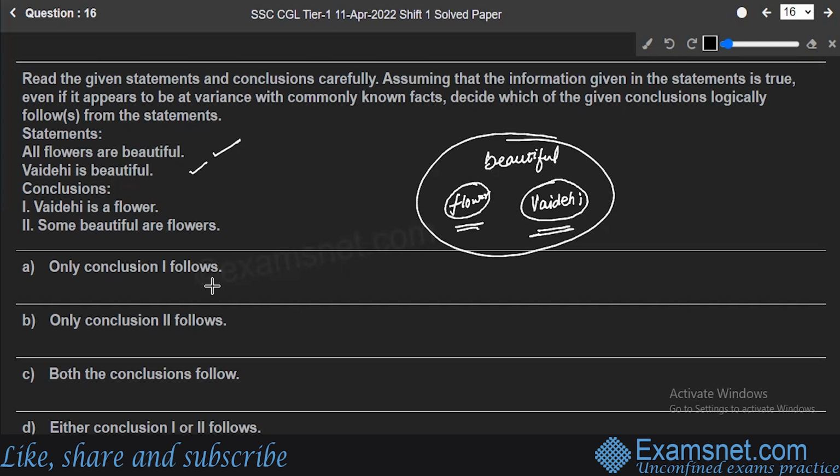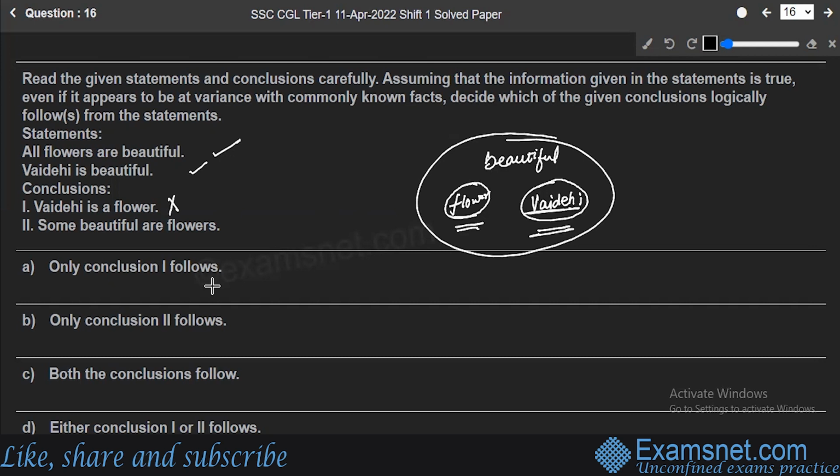Vedehi is a flower. This is false. First one is false. Why? Because there is no direct relationship between Vedehi and flower. There is no direct relationship. It may be possible, but over here we are not sure of it. It may be, it may not be.